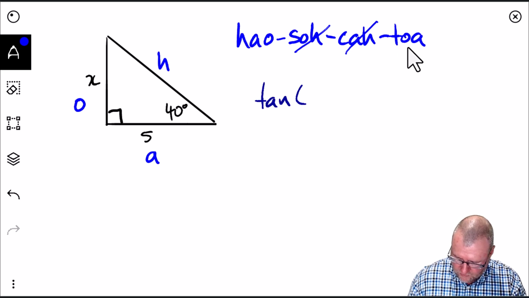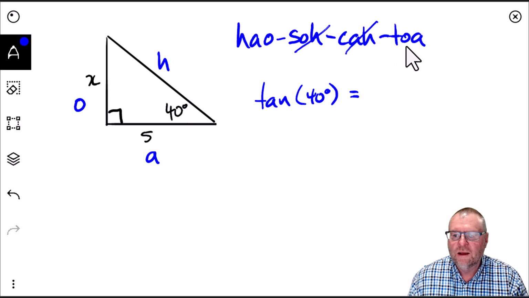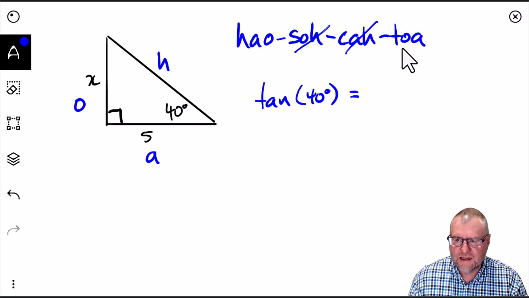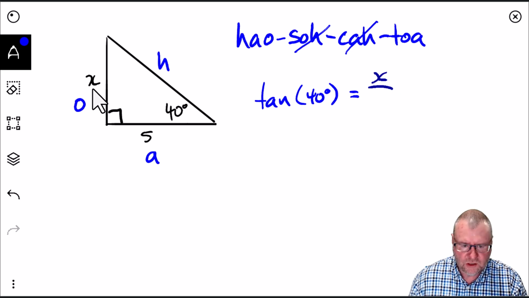The A angle we went around was the 40 degrees. And I can see in the little phrase TOA, the O and the A mean the O goes on top, A on the bottom. So tan is opposite over adjacent. So having a look, my opposite over here was the X over adjacent, which was 5.